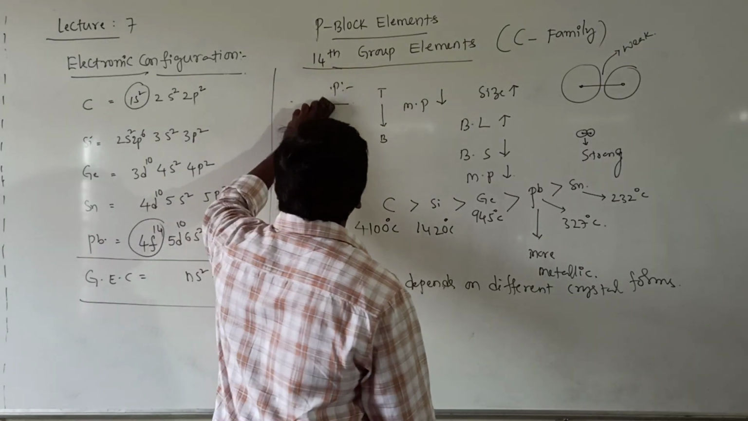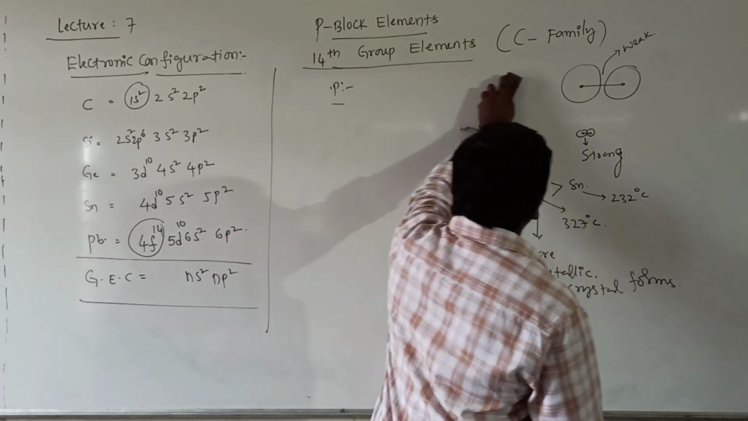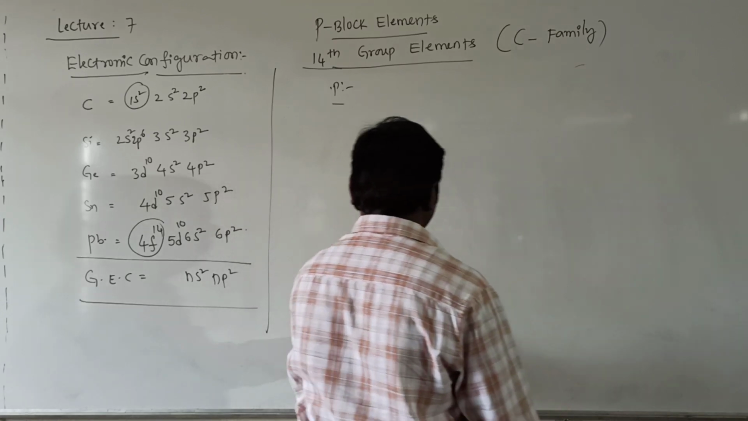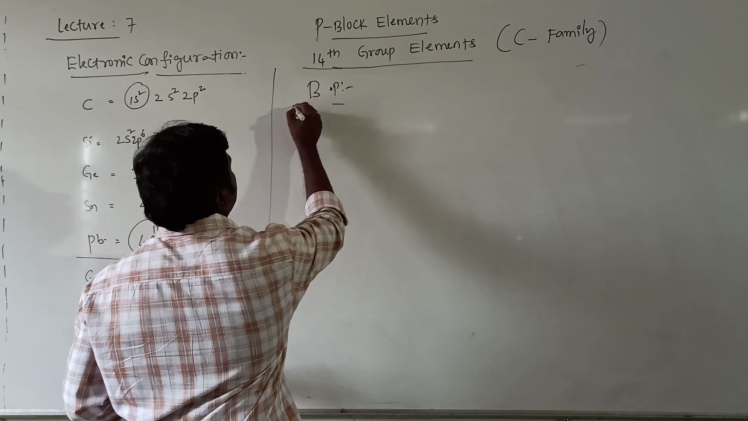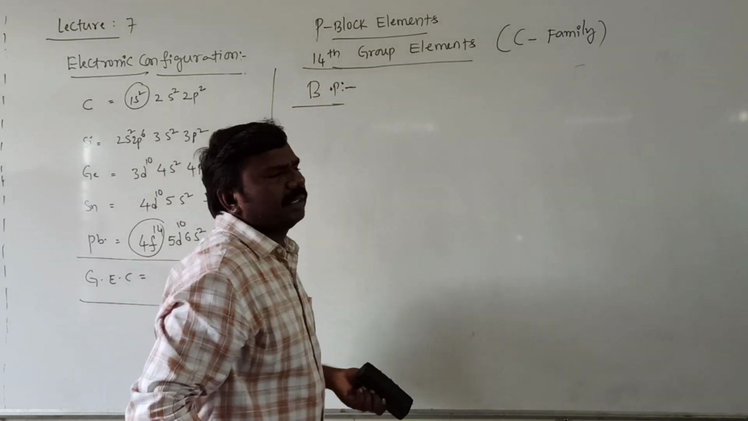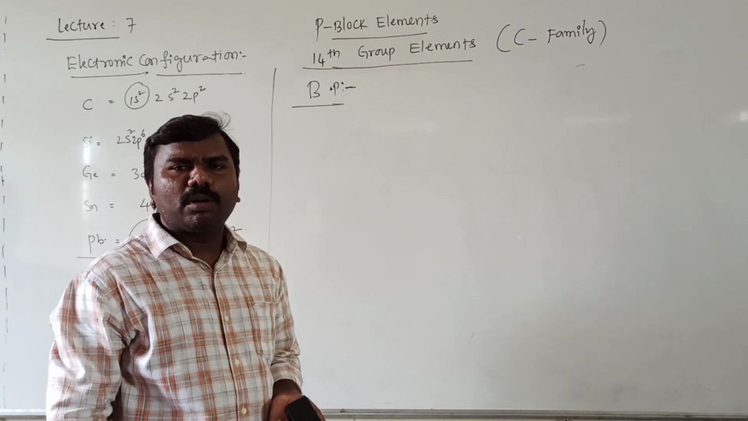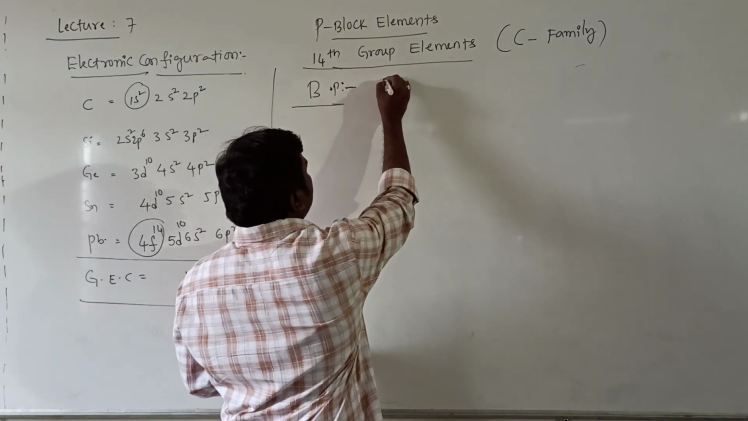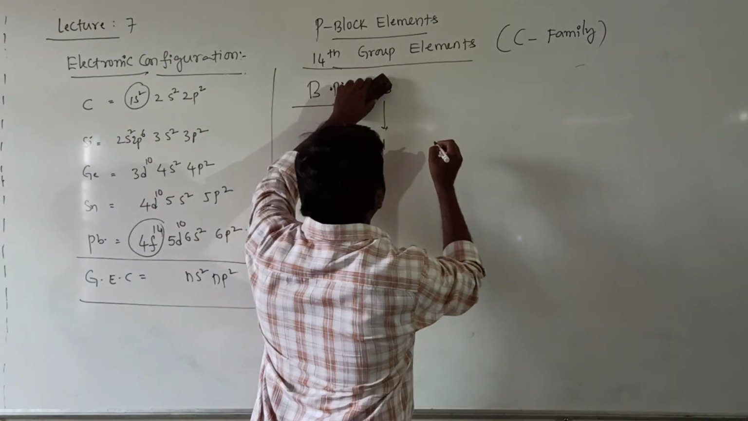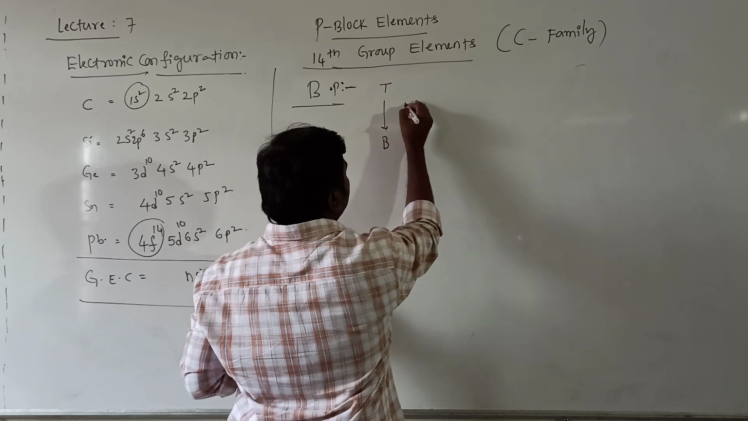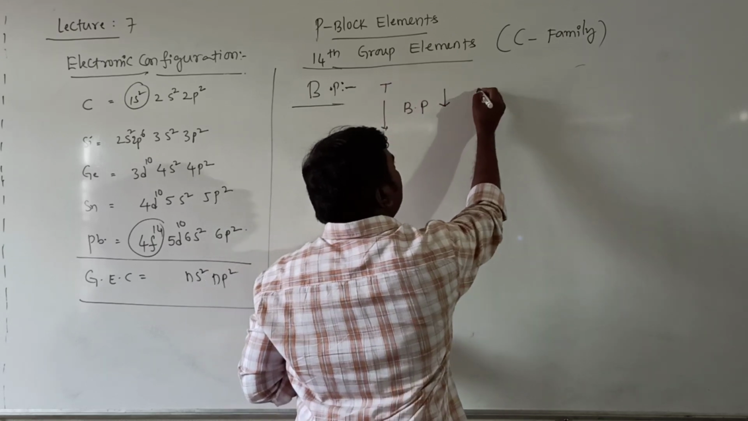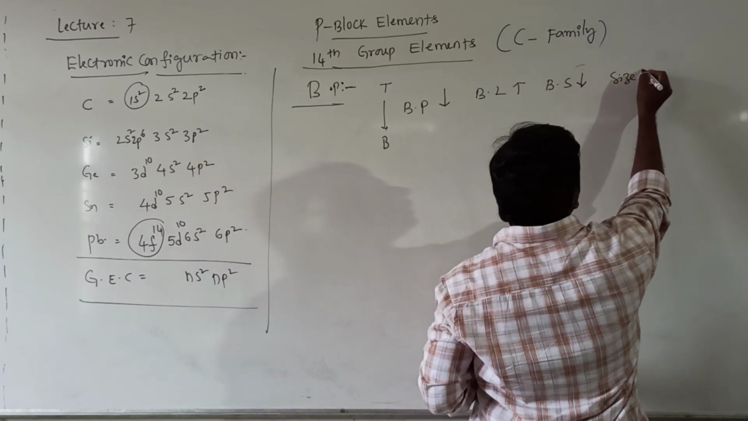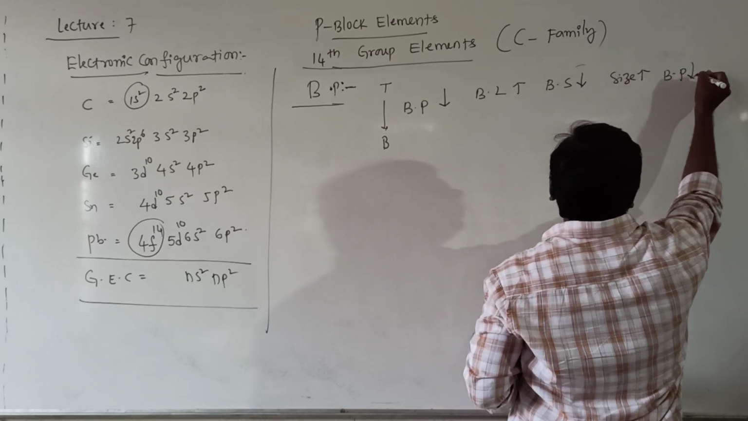Next, boiling points. What about boiling points of these elements? Boiling points of 14 group elements. Generally, boiling points also decrease from top to bottom. What happened? It decreases because of the bond length and all. Boiling point also decreases because bond length increases, bond strength decreases, size increases. Hence, boiling point will decrease.